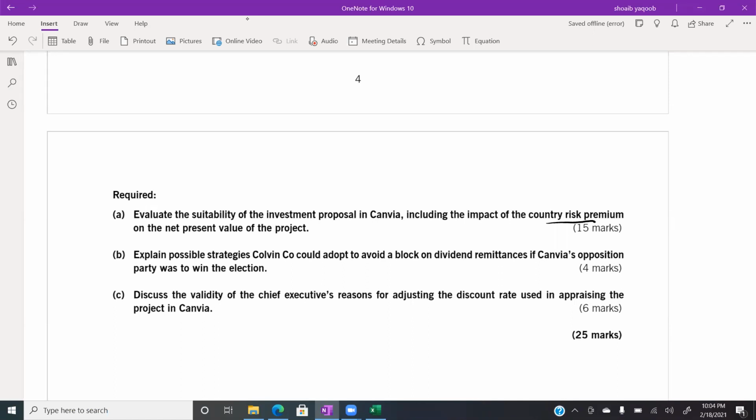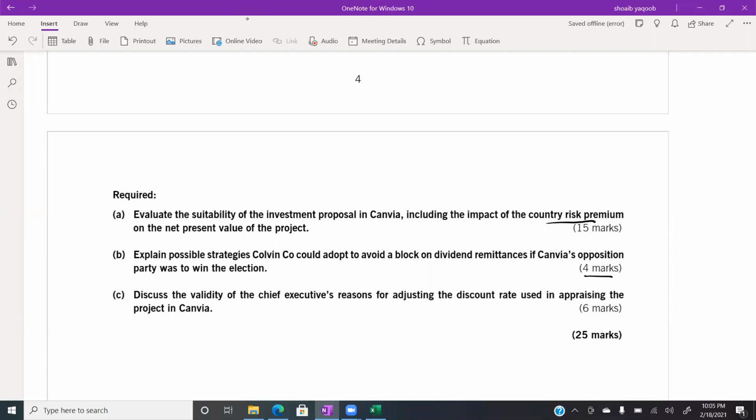Next is: explain possible strategies Colvin company could adopt to avoid a block on the dividend remittance if the Canvia opposition party was to win the election. So let's suppose the opposition party puts a blockage on the remittance, then how will Colvin company manage that situation? We have to discuss that part for 4 marks.